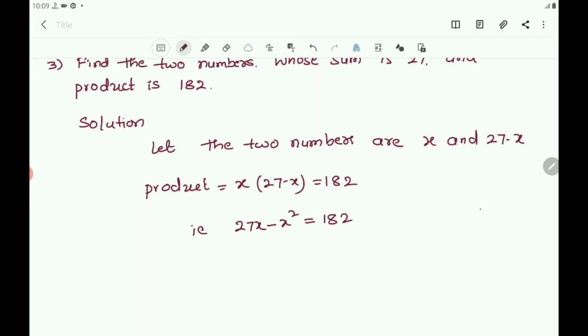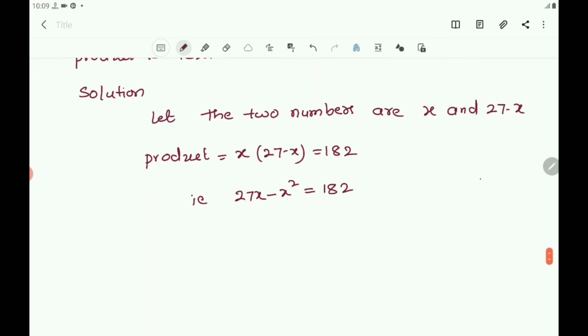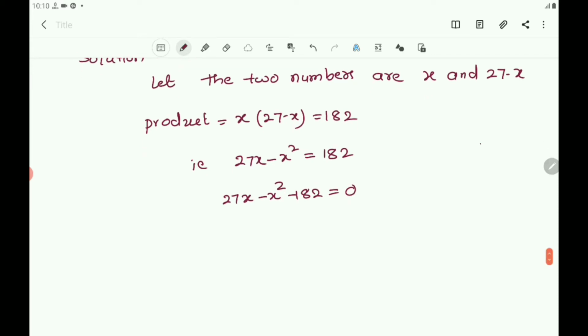Now you transfer 182 to the LHS to get the standard form of the quadratic equation. What is the standard form of the quadratic equation? That is ax square plus bx plus c equals 0. To get that form, in the next step you transfer 182 to LHS. So you will get 27x minus x square minus 182 equals 0.